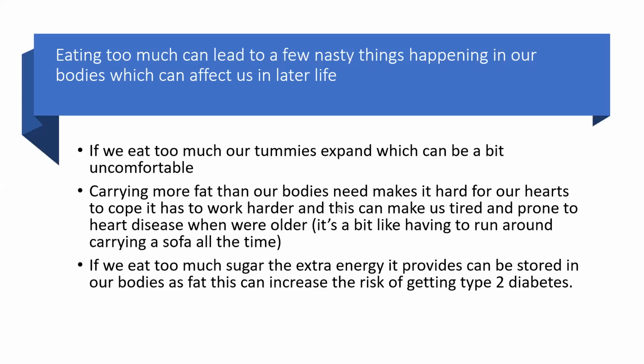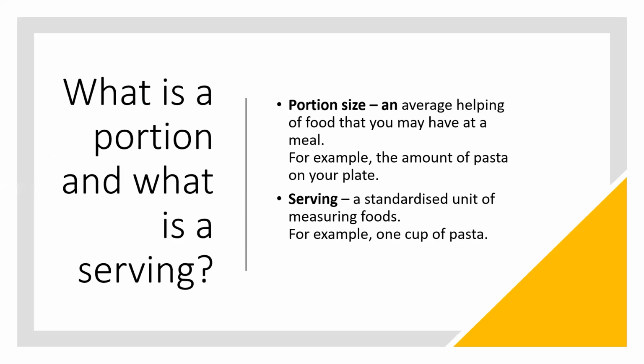And if we eat too much sugar, the extra energy it provides can be stored in our bodies as fat as well. And this increases our risk of getting type 2 diabetes. So those are a couple of things that can happen to our bodies if we eat too much of the wrong kinds of food. It just gets stored as fat in our system.